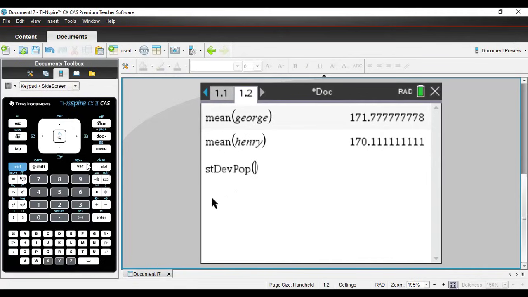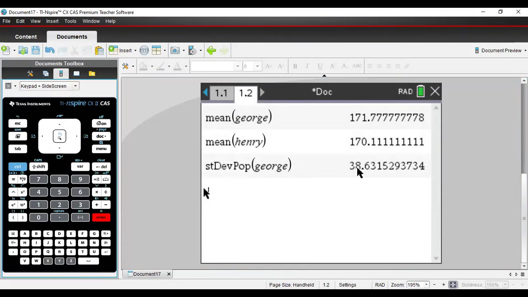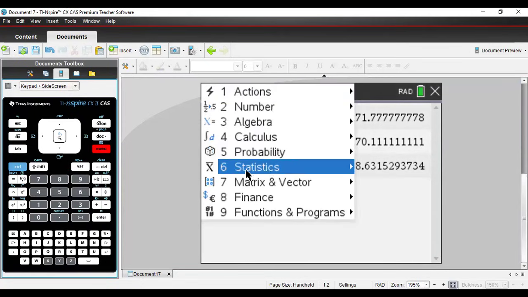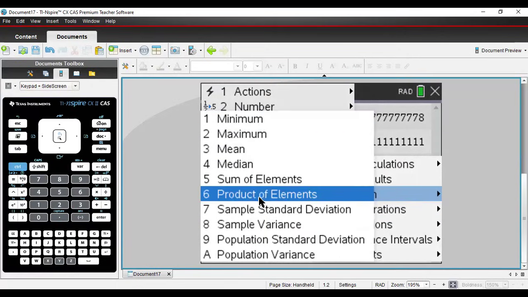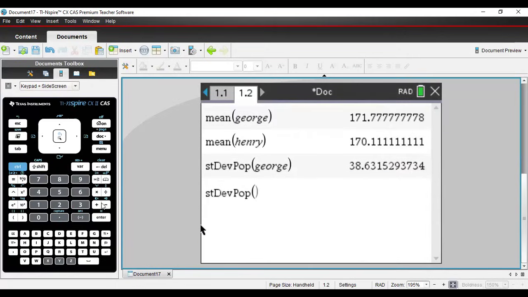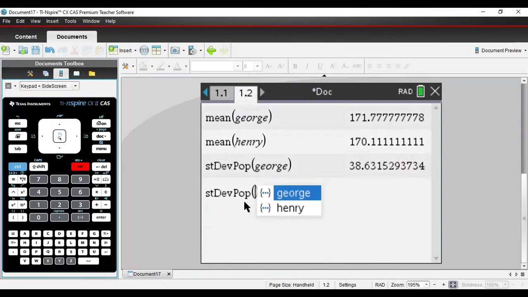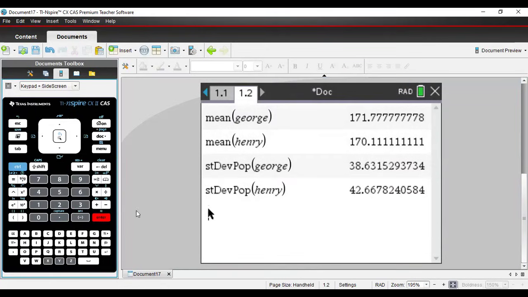So all I'm going to do is the same thing. I'm going to go out, get the data set for George, and then I run that. And it says that the standard deviation is 38.6. And then I'm going to do the same thing. I'm going to do menu, list math, and then I'm looking for the population standard deviation for Henry. And so George's average is higher, but his standard deviation is lower.